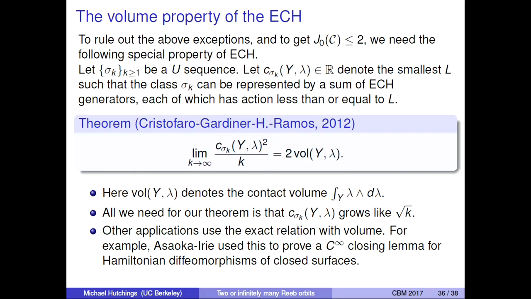And the significance of that for us is that this C sigma k grows like the square root of k. We don't really need to know that it's exactly in terms of the volume, although there are some other applications. So there's a beautiful work by Asymptotic and Irie, who used the exact relation with volume to prove a C infinity closing lemma for Hamiltonian diffeomorphisms of surfaces. Anyway, so this tells us that these things grow like the square root of k. So how do we use that?